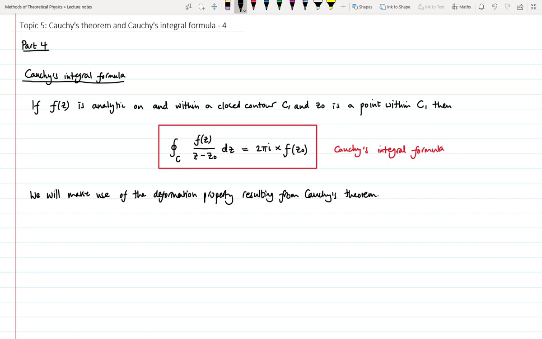Right, let's start proving this. Consider a complex function f of z that is analytic. Remember that means that it's differentiable and single valued in the region of interest, on and within some contour C.